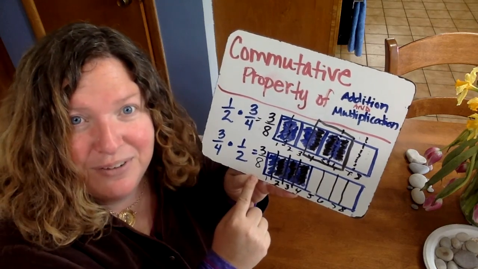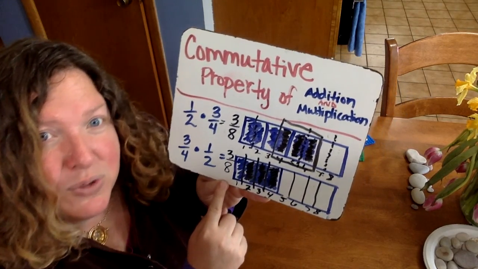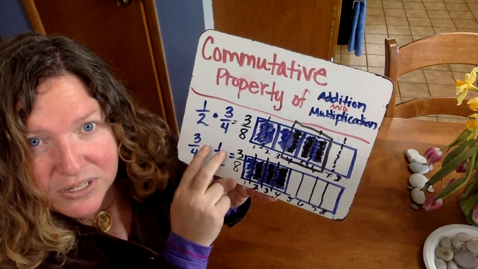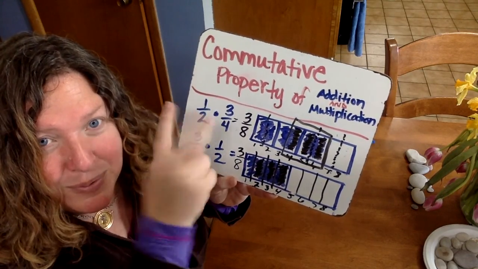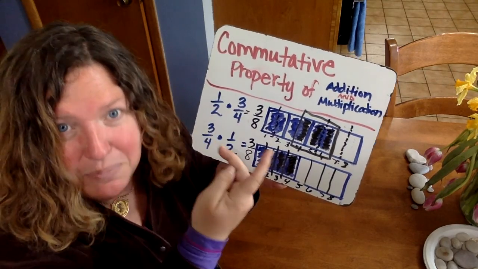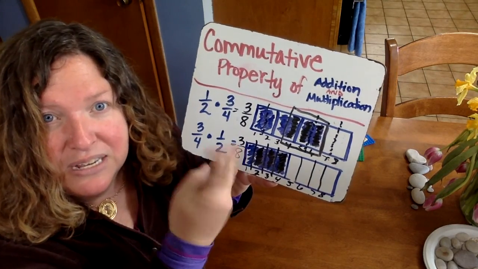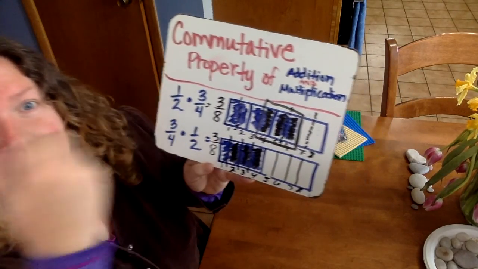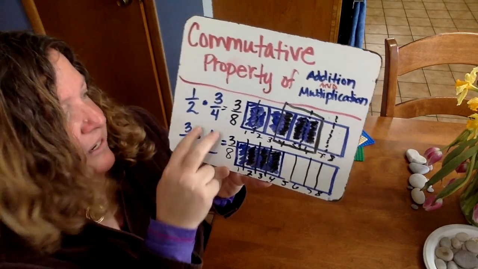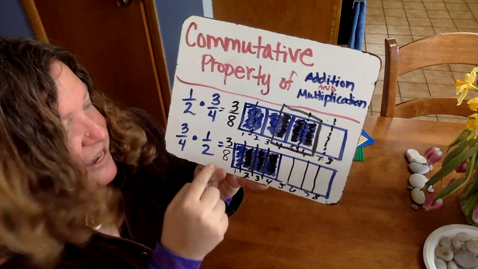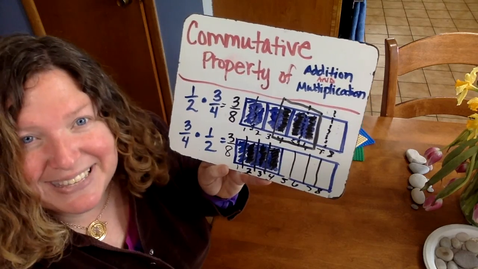That's the commutative property. It means even though the problems are different, they look different. When two fractions are being multiplied, if you want to, you can flip them around, coming right back to the commute, the morning and evening commute. It's the same if you go to work from your house or if you come back to your house from work. When we're multiplying fractions, we can flip them around and we still get the same answer.